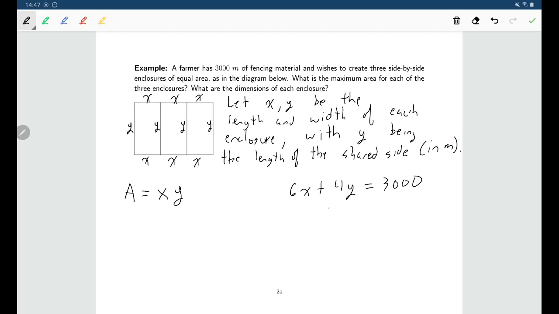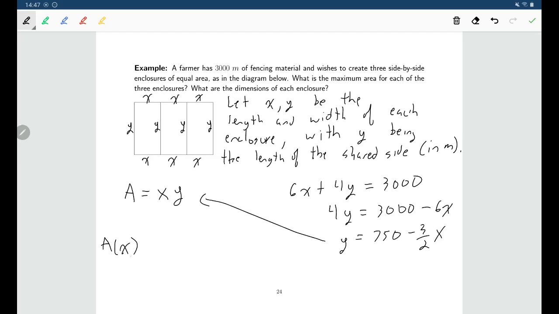And I can do a similar thing to what I did with the demand equation before, where I was able to use it to write my revenue function in terms of one variable, and I'm going to do the same sort of thing here. I'm going to take that equation relating x and y and solve for y, so that now I can say that area equation is a function of x. Instead of x times y, it's x times 750 minus 3/2 x.